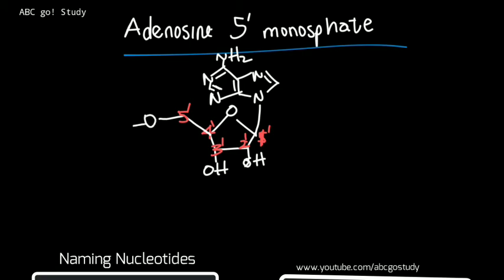So there will be what? There will be O here, there will be P here, and there will be another O here. Now we have O with a double bond here, and we also have our O here. So there will be a minus, and another minus here. So we're actually done with adenosine 5 monophosphate.